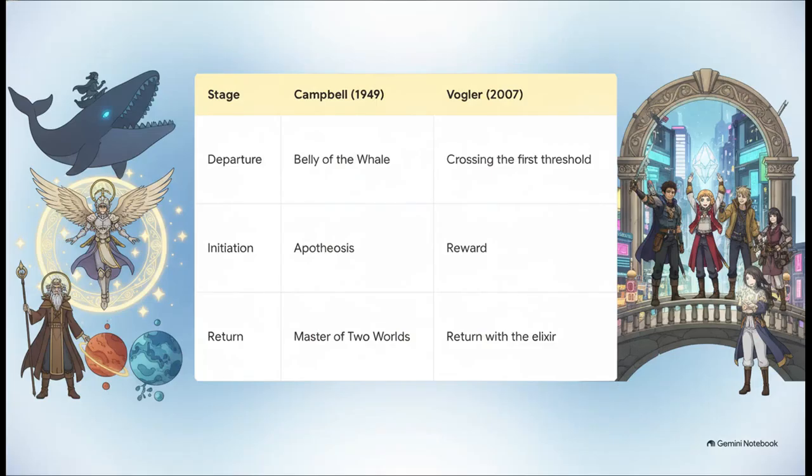Now, what's super interesting here is how this terminology has evolved to be even more useful for writers today. See, Campbell originally had 17 highly specific stages, with names like the belly of the whale for the departure phase, or apotheosis for initiation. But in 2007, Hollywood film producer Christopher Vogler modernized these stages into a really practical writer's guide. So belly of the whale becomes crossing the first threshold, and apotheosis just becomes reward. It basically translates complex comparative mythology directly into actionable storytelling steps you can use right now.